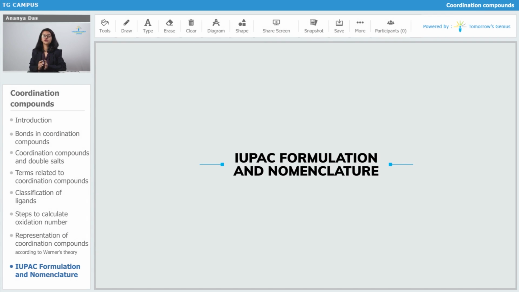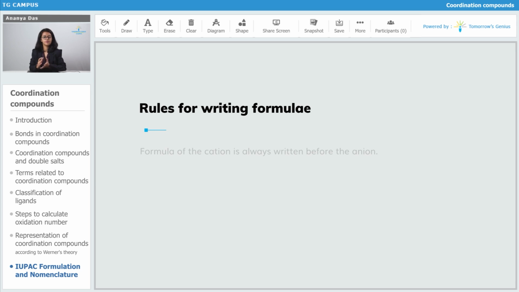And we'll start with the rules for writing formulas if you are given a name. First of all, the formula of the cation is always written before the anion. I gave you an example before also, like NaCl. In NaCl you write the sodium before chloride. Why? Because sodium here is the cation and chloride is the anion. A similar rule applies for coordination complexes, whether your cation is a complex or your anion is a complex. Either way, this rule is always followed.